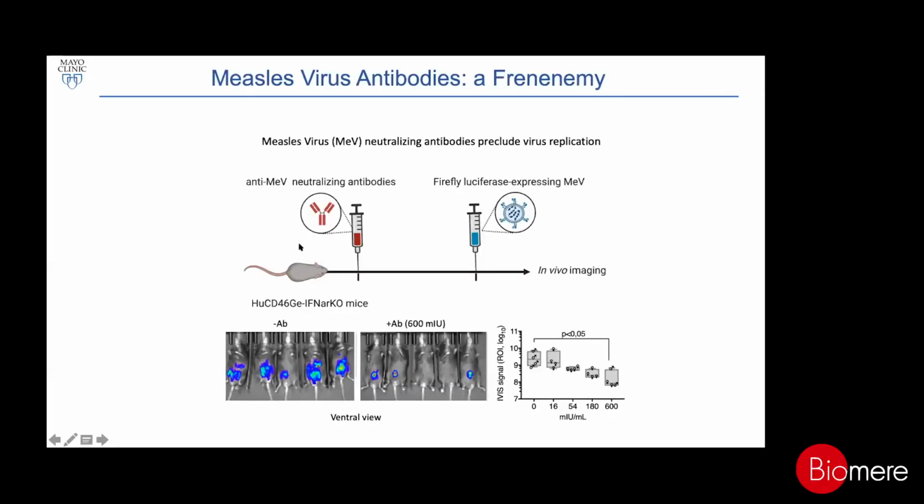Here we can see that if we partially immunize CD46 transgenic mice with human antisera prior to the infection with a measles virus expressing luciferase, we can see a decrease in luciferase expression in those mice that were immunized versus those that were not. And this inhibition exerted by neutralizing antibodies is dose dependent, reaching statistical significance when we use a concentration equal to 6 international units per milliliter.